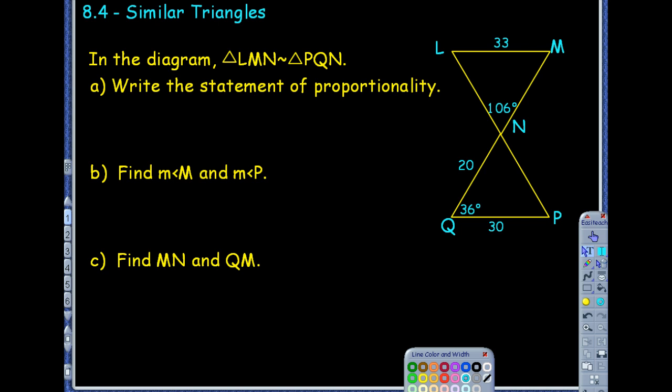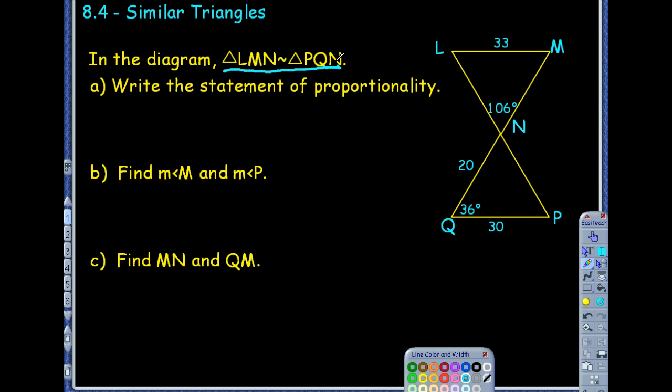It says, in the diagram, triangle LMN is similar to triangle PQN. So they're telling you they're similar, which essentially means, as Ms. Hokery said, all the corresponding angles are congruent and all the corresponding sides are proportional. And the order of the name is important.